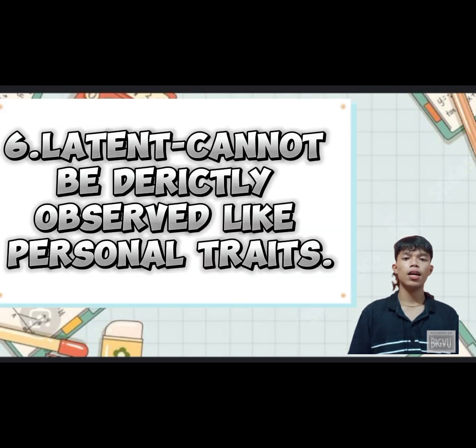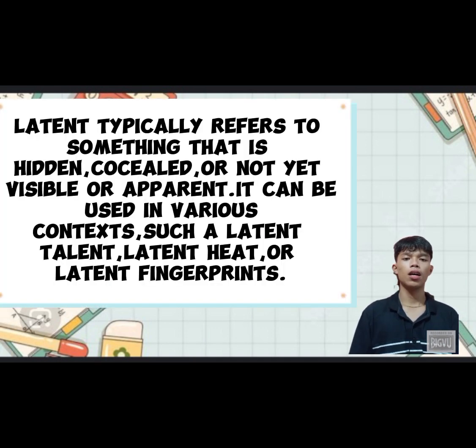Sixth, latent. Latent variables cannot be directly observed, like personal traits. Latent typically refers to something that is hidden, concealed, or not yet visible or apparent. It can be used in various contexts such as latent talent, latent heat, or latent fingerprints.